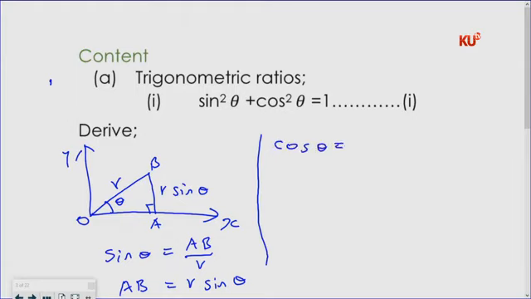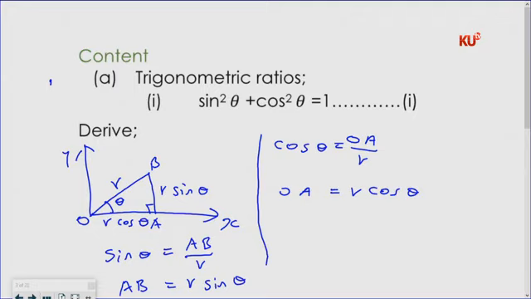Then we can also look at the cosine. Cos theta, you remember, is equal to adjacent over hypotenuse. The adjacent side to this angle here is OA, so I'll have OA over hypotenuse. Our hypotenuse is our R here. So you can multiply both sides by R. This R will cancel out. Then our OA will be equal to R cos theta. Very good, learner. So we have our OA, which is R cos theta.